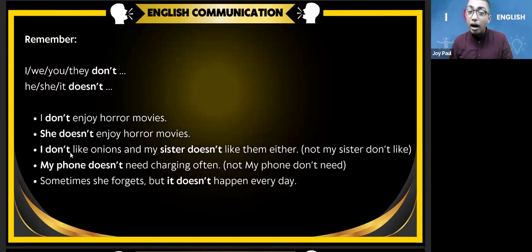I don't like onions. My sister doesn't like them either. Not "my sister don't like." You getting my point? Clear? My sister doesn't. Sister is a third person singular number. My phone doesn't. Phone is a third person singular number. This third person is very important in English, right?